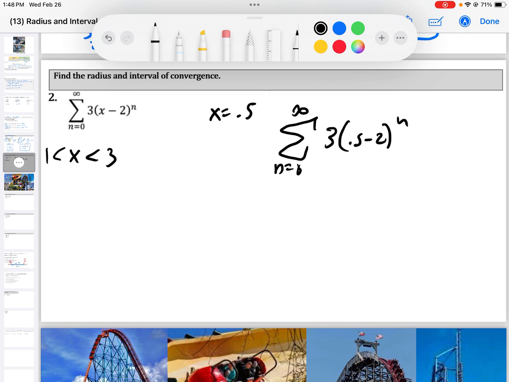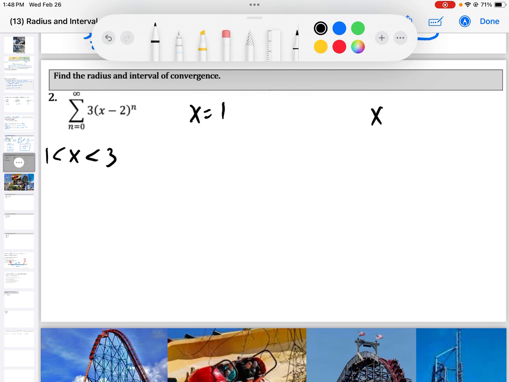Notice it's not within our interval of convergence. So this thing is going to diverge, and let's just see why. This would be (0.5 minus 2) to the nth power, n equals 0 to infinity. This is a negative 1.5. So this is a geometric series where the absolute value of r is greater than 1. So it's an alternating series where the limit of the terms doesn't equal 0. So this diverges by the geometric series test also. Any x value not within that interval of convergence will make it diverge.